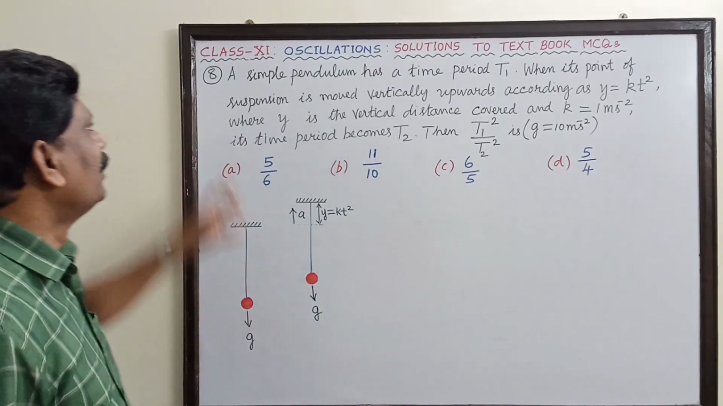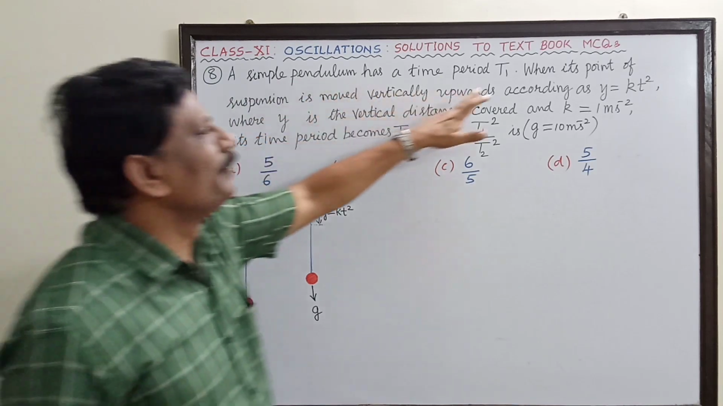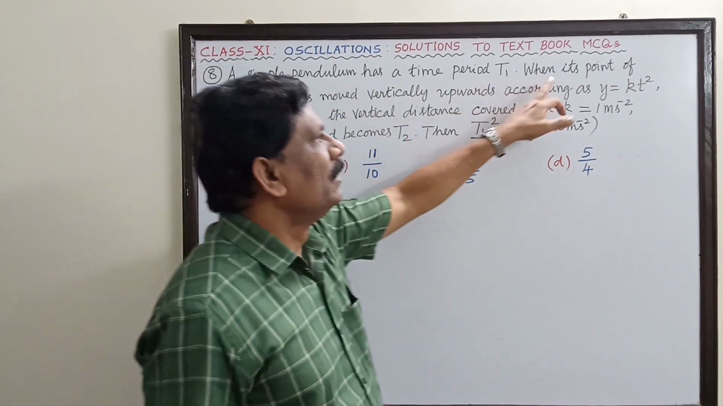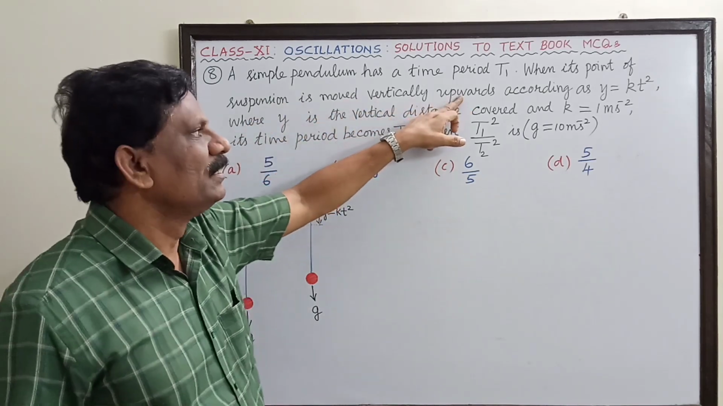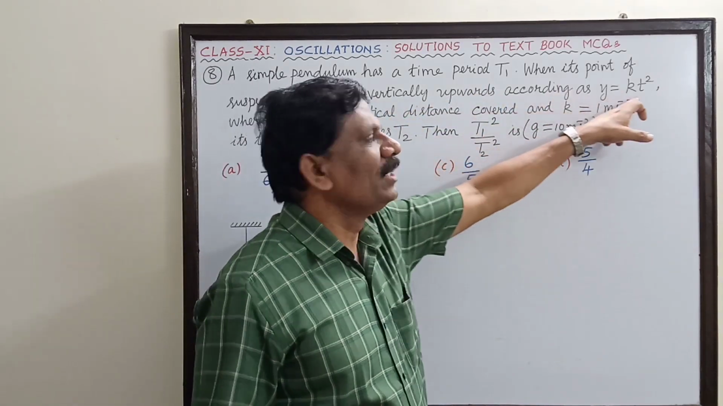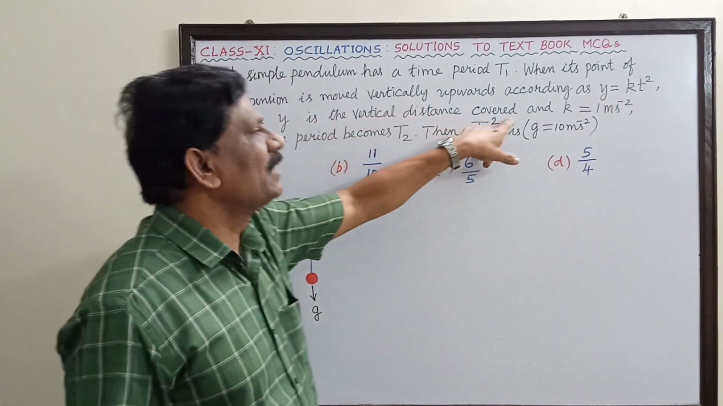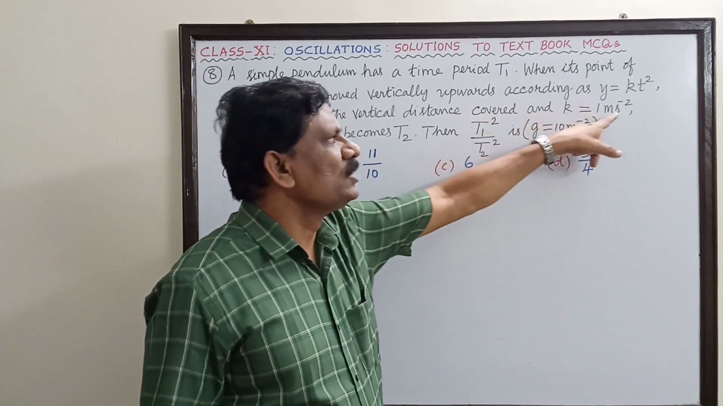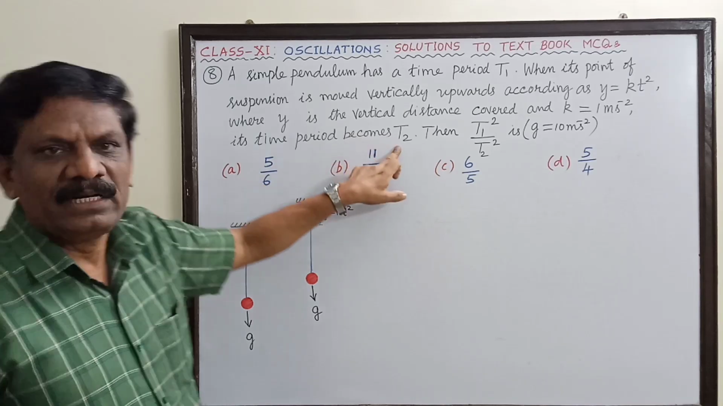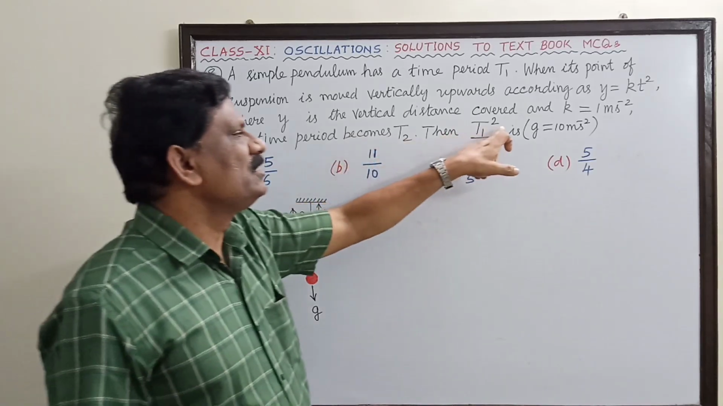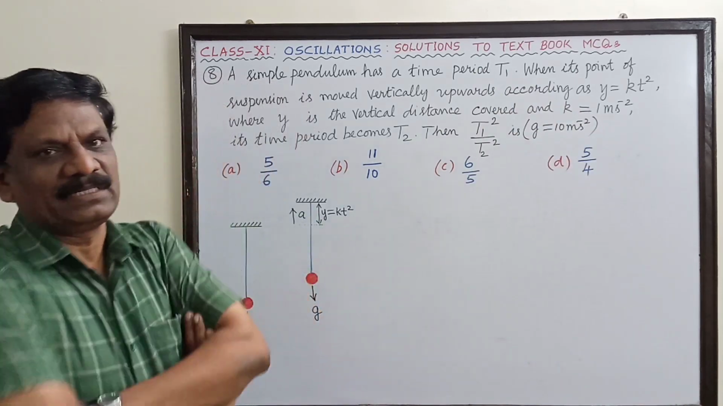Hi students, problem number 8. A simple pendulum has a time period T1. When its point of suspension is moved vertically upwards according to y equal to kt square, where y is the vertical distance covered and k equal to 1 meter per second square, its time period becomes T2. Then what is T1 square by T2 square, assuming g equal to 10 meter per second square?